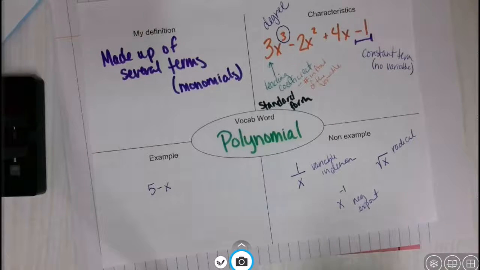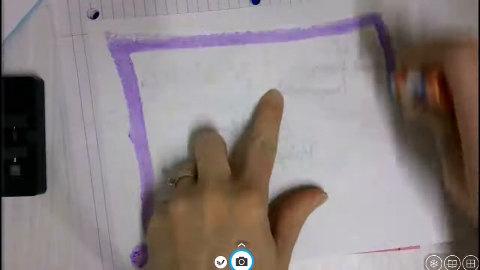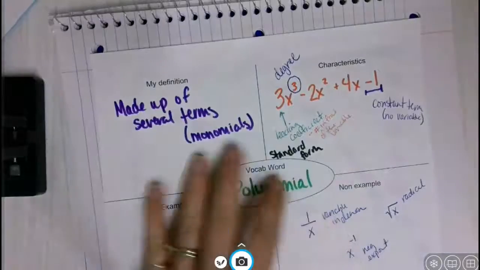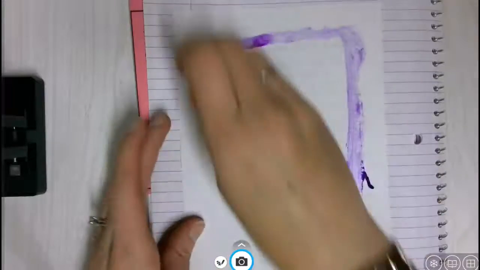Okay, so what you are going to do now, oh no, that one broke, is we're going to glue this in. So we have our vocab and just our key terms that we're really working on here. And then we're going to use this, and you're going to color or shade. What would be really awesome is if you shaded several of them. This page right here, it says polynomial or not. Okay, so that's what we're going to glue in next.